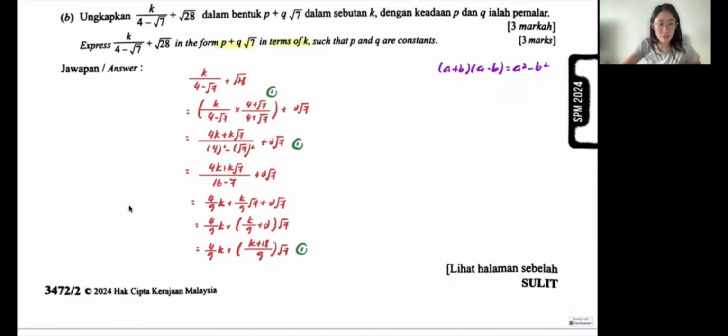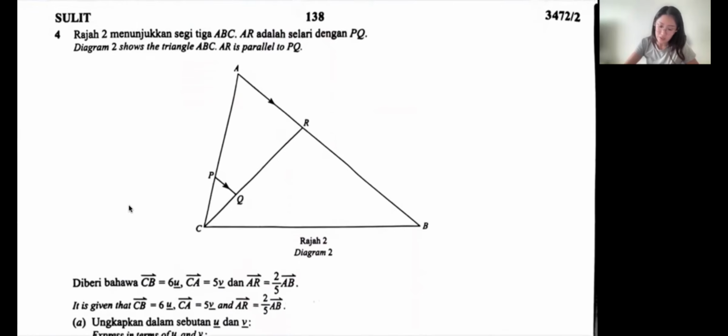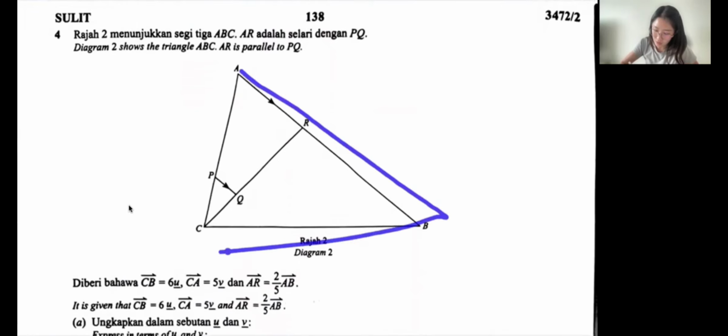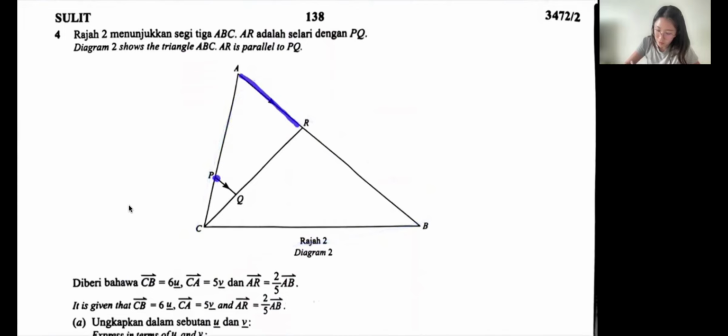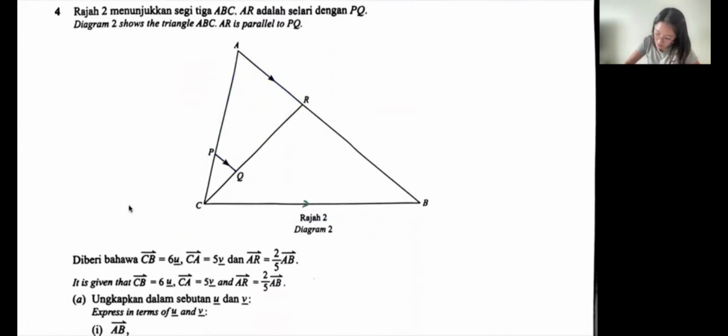Next, we are moving on to question 4. Question 4 is vectors. Triangle ABC, this one, the big one. AR is parallel to PQ. You have a trapezium over here. And then they said CB is 6U. Whatever information you have, you write down in the diagram first. This is 6U. CA over here is 5V. All right, and then we have the information AR equals 2 over 5 AB. AR is here, and then AB is here.